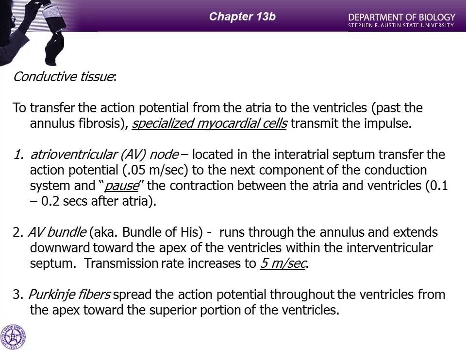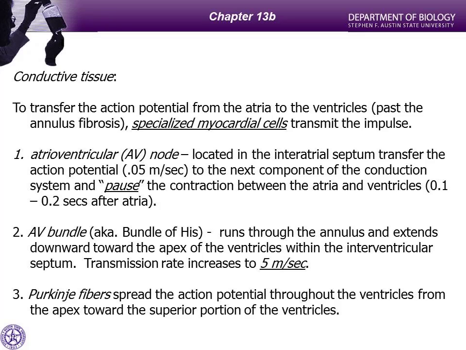And our AV node then is going to send that signal through a bundle of fibers. Think of them like a fiber optic cable. And this cable is called the bundle of His, or the AV bundle. This is going to go through the annulus fibrosus. It's going to go down through the interventricular septum, and at the base of the ventricle, the apex, that point like you draw at Valentine's Day, those fibers are going to spread out. And the individual fibers are referred to as Purkinje fibers. The AV bundle is made up of a bunch of these Purkinje fibers.